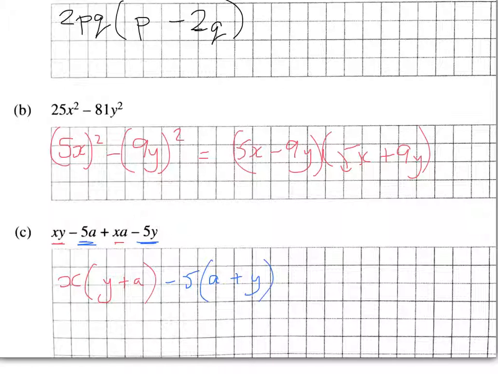Now, what we would say at this stage is these two brackets obviously look different, but they're the same. Y plus a is the same as a plus y. Addition is commutative. So what's inside the brackets is actually a common factor. So we can say a plus y, I'm writing them alphabetically, as a common factor multiplied by x minus 5.